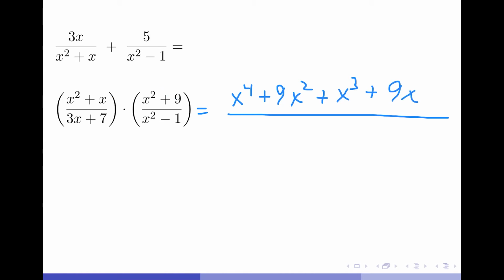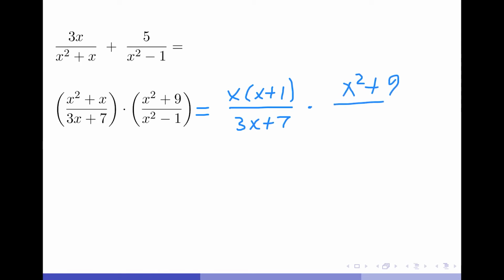And then in the denominator, you're going to have 3x to the third. That comes from that computation, that product. And then you're going to have minus 3x. And then you're going to have plus 7x squared. And then finally minus 7. And this is a correct answer, but it's a kind of correct answer that's kind of complicated looking. So let's hope we can do a little better.